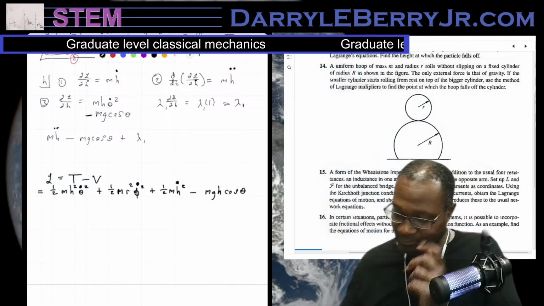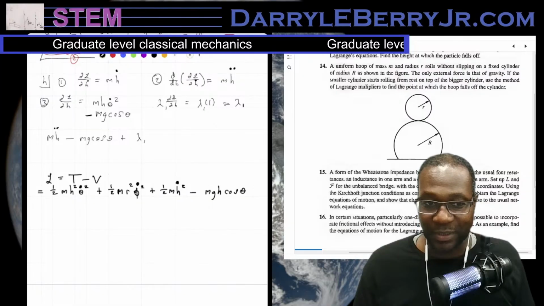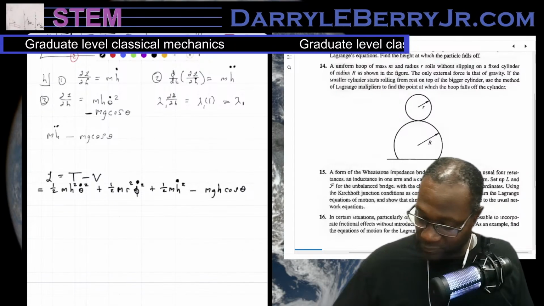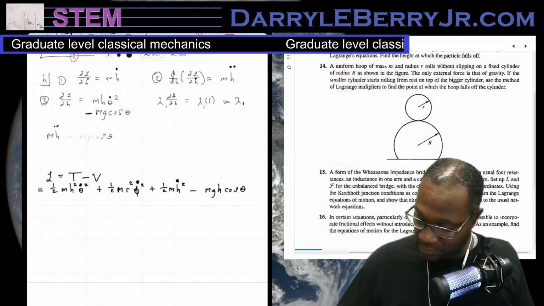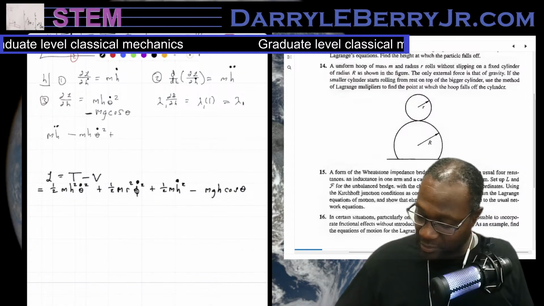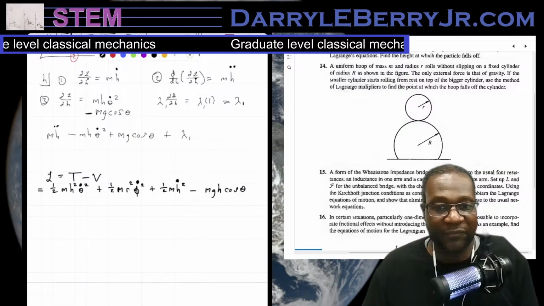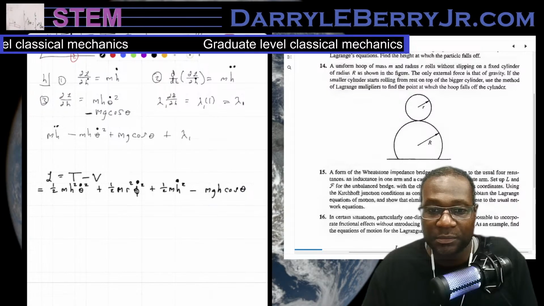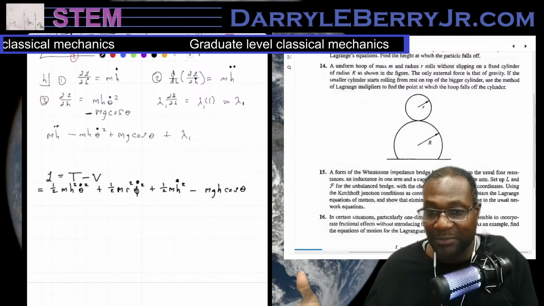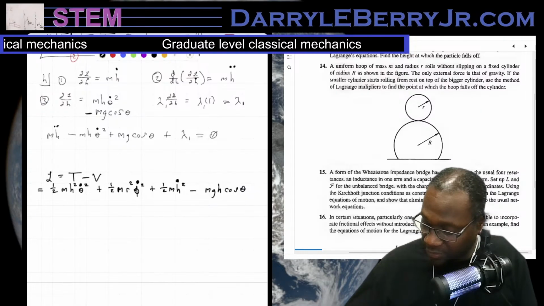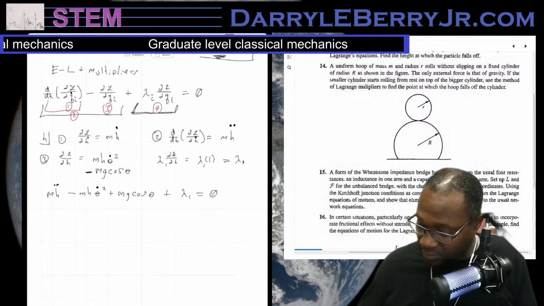Awesome. Let's see what we have here. We have number 2 minus number 3. So we have mh double dot minus mh theta dot squared plus mg cosine theta plus lambda 1. That's our first equation. Let me check and make sure I didn't miss anything again. So that looks good. mh double dot minus mh theta dot squared plus mg cosine theta plus lambda 1 all equals 0.